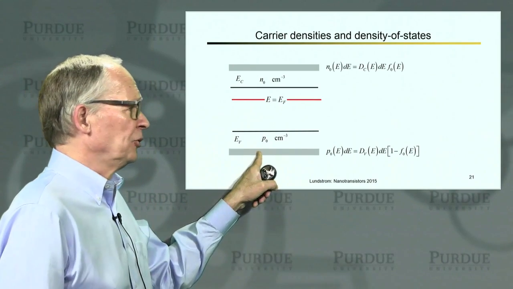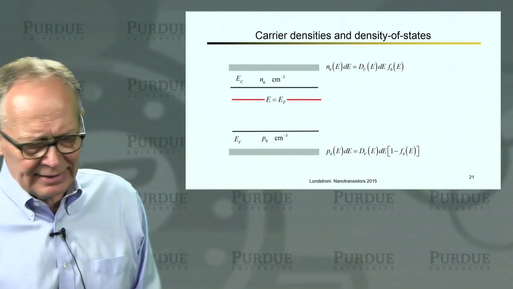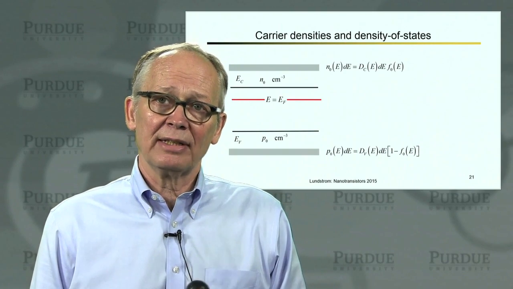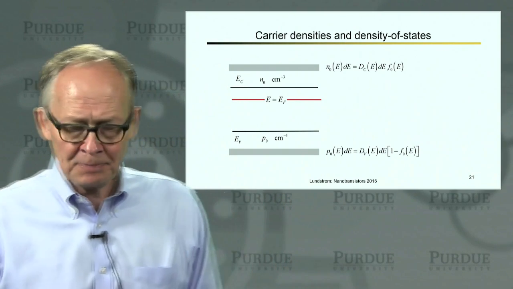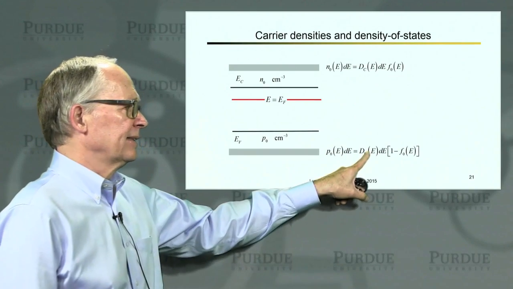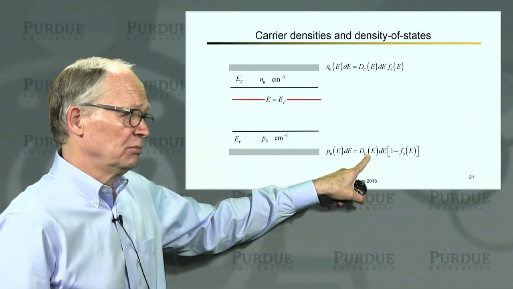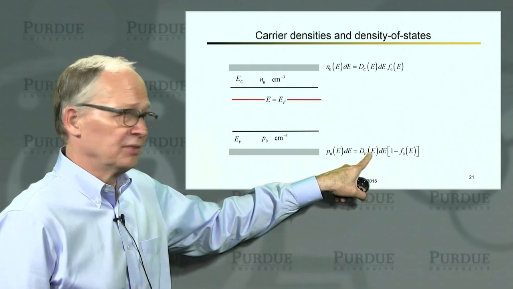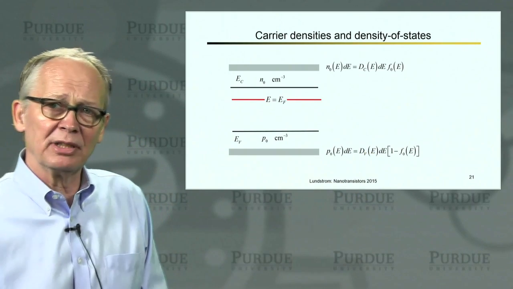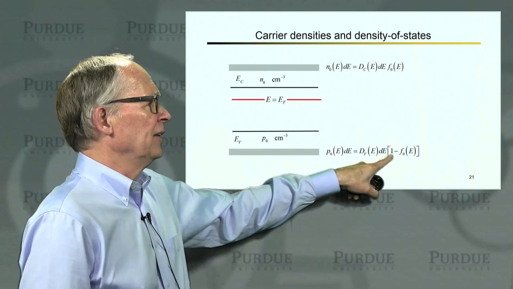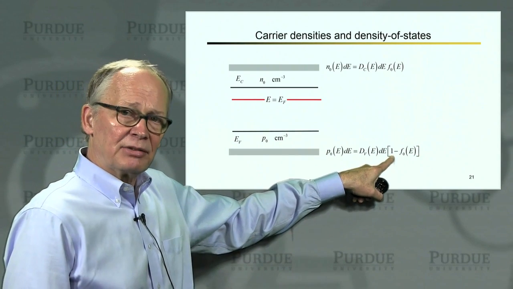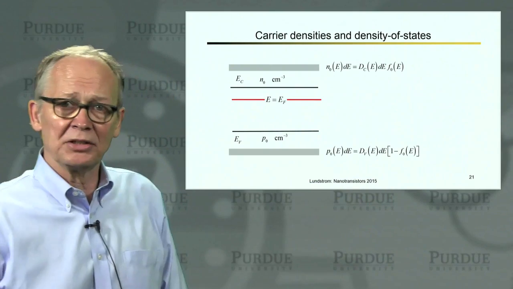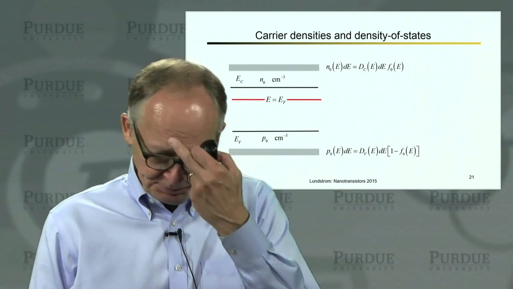Now, if I'm in the valence band, what I'm interested in is what is the probability that the state is empty? What's the probability that there's a hole in the valence band? So again, there's a density of states for the valence band. There's the same total number of states in the valence band, but they might be distributed in energy differently. And then there's a probability now. I'm interested in the probability that the state is empty. So that's 1 minus the probability that it's filled.